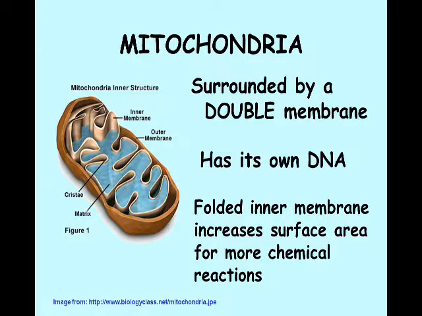Mitochondria are also organelles that have their own DNA. That's kind of unique too. Not all organelles have their own DNA. This cell part is so important to the cell that it actually has its own DNA inside that has the code to tell it what to do, instead of waiting for the nucleus to send information out to that cell part. The folded inner membrane is going to make more surface area for more chemical reactions to happen.